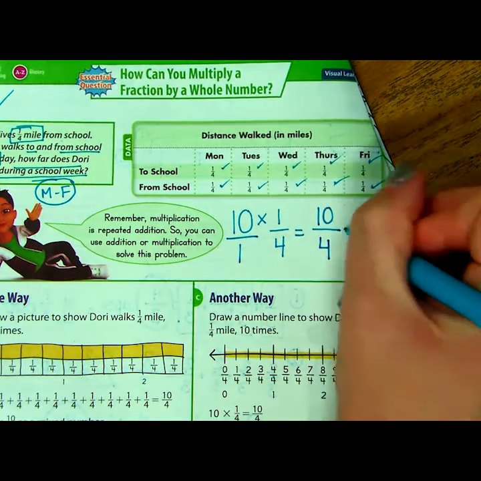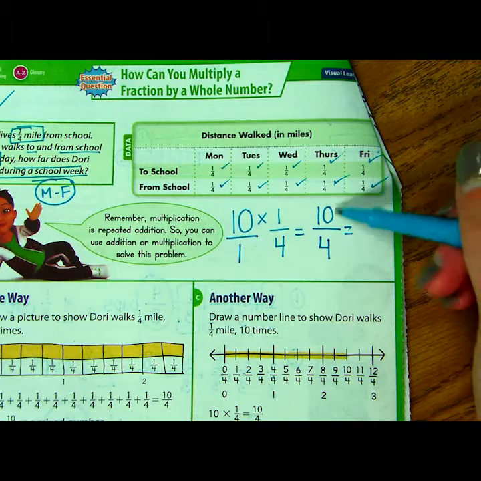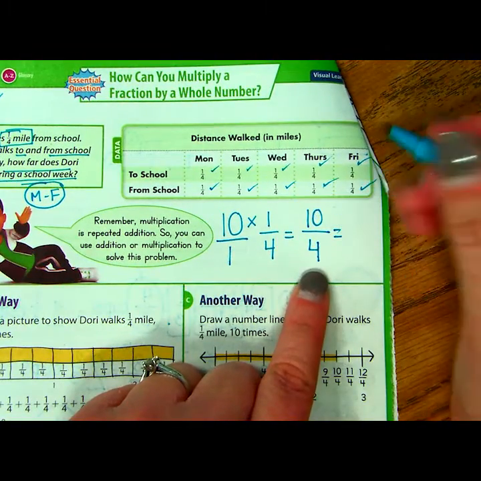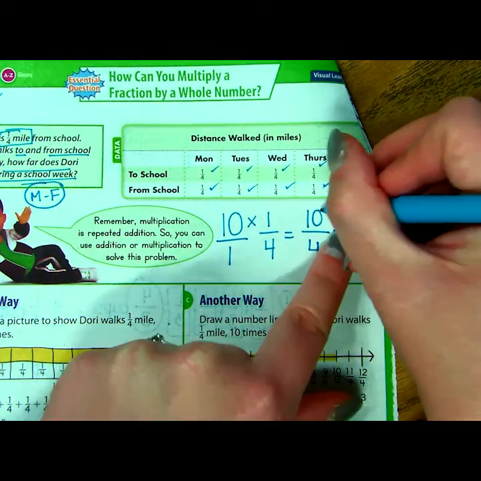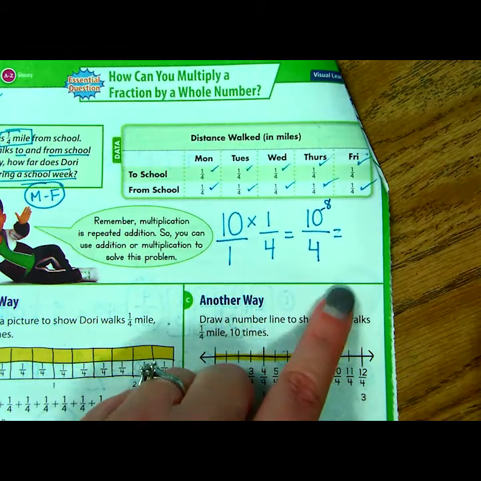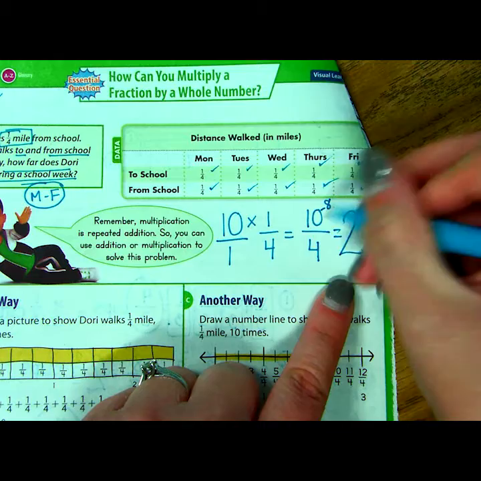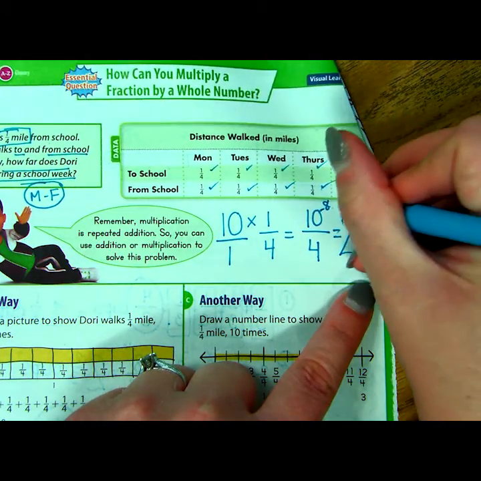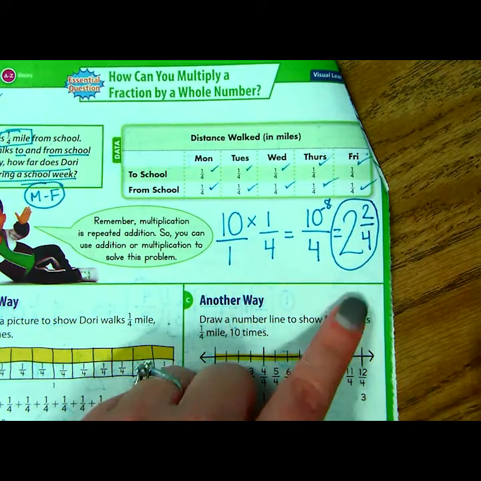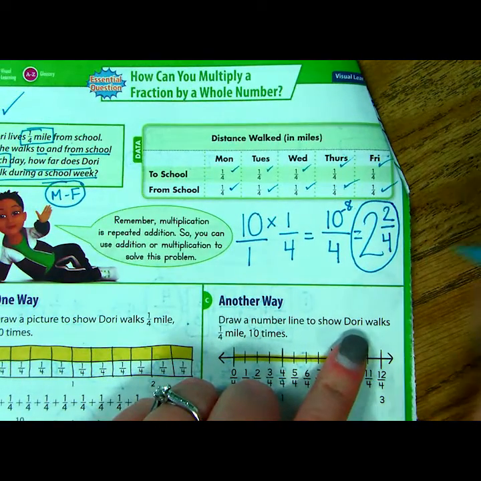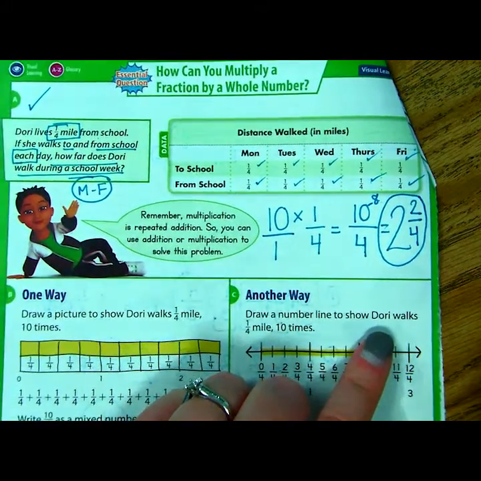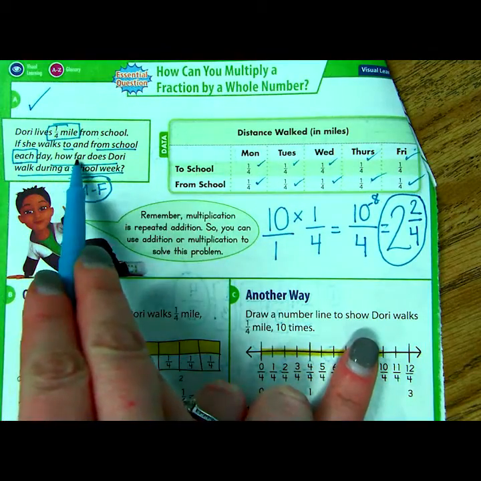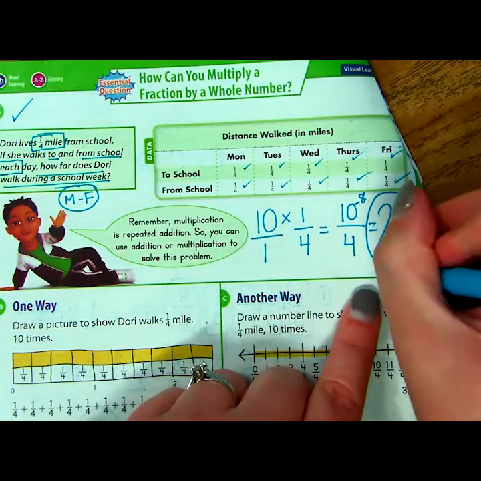Now we need to change this back to a mixed number. We're going to think, how many times can 4 go into the number 10? Well, I know that 4 times 2 is 8. So that'd be like taking away a group of 8. So we have 2 wholes, and then 10 minus 8 is 2/4. So 2 and 2/4. And then what are we measuring, though? Is it time, days, distance? The question is, how far does Dory walk? So it'd be 2 and 2/4 miles.